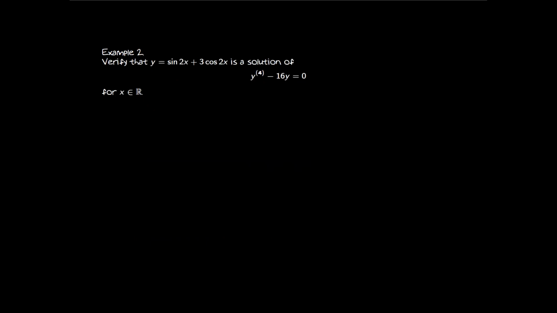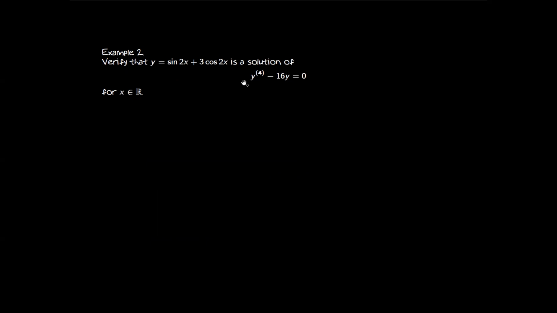Example 2. The equation is y to the fourth derivative minus 16y is equal to 0. And the proposed solution is y is equal to sine 2x plus 3 times cosine 2x.